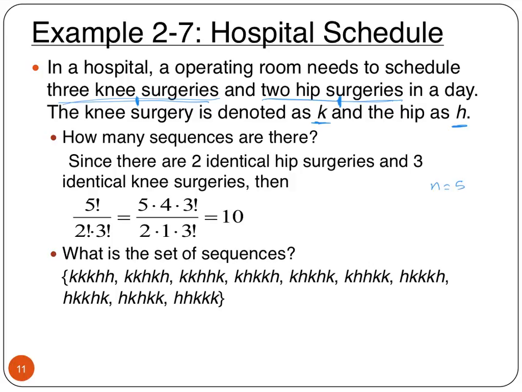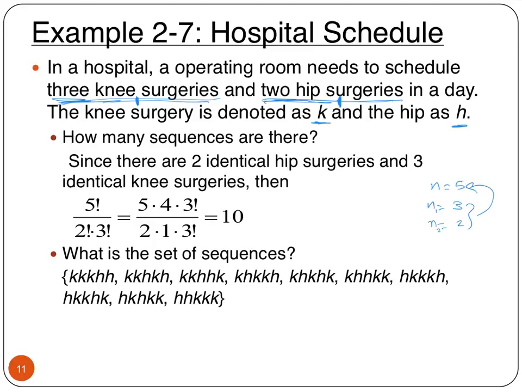In the first group, n1 is equal to 3, so there are 3 operations. And in the second group, n2 is equal to 2. The sum of those gives you the total number of possible outcomes: 5 operations in a day.